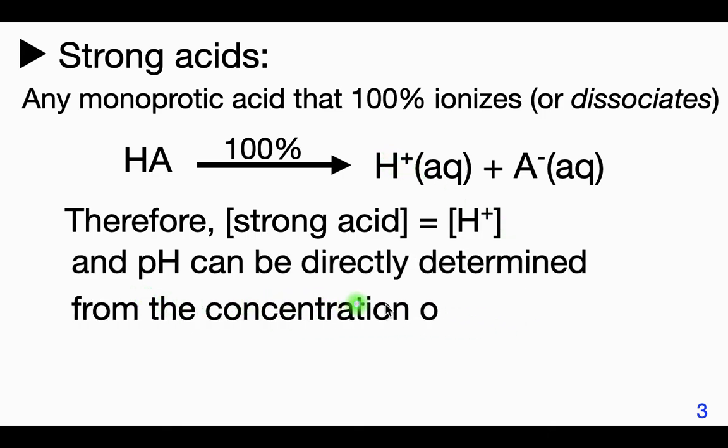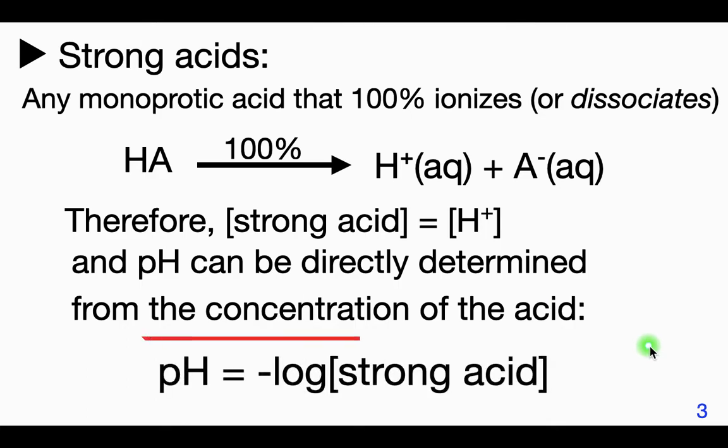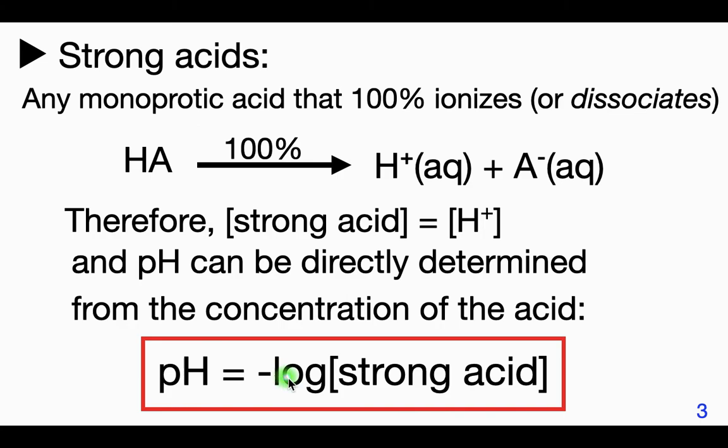And the pH can be directly determined from the concentration of the acid. So the pH is equal to the negative logarithm of the concentration of the strong acid, because the strong acid concentration is the same thing as the hydrogen ion. We'll do a practice problem on that in just a second.